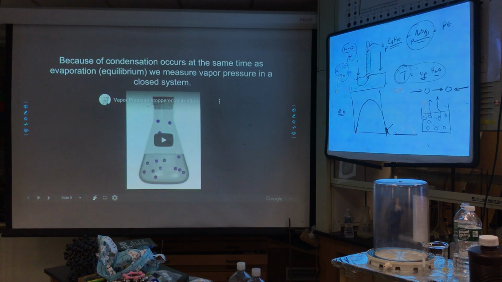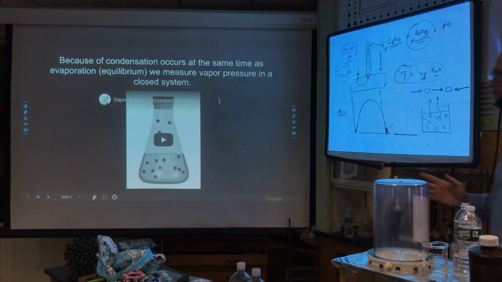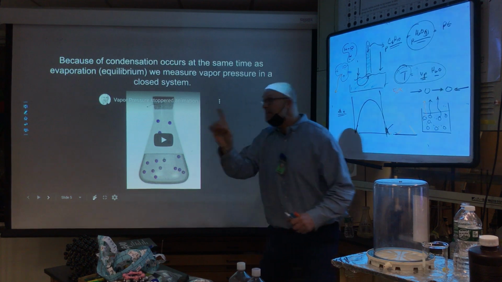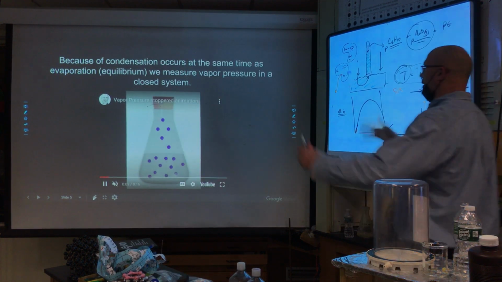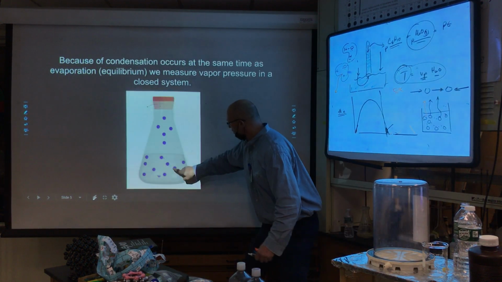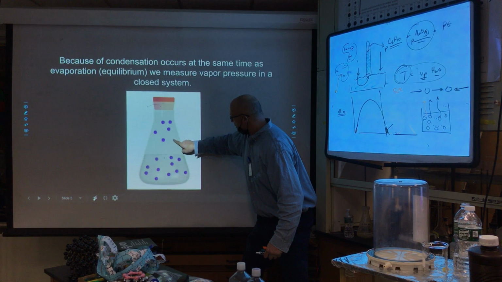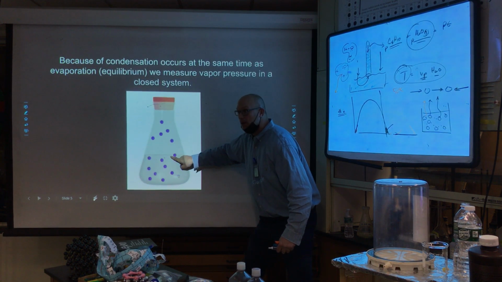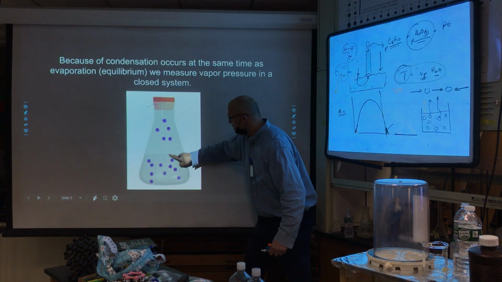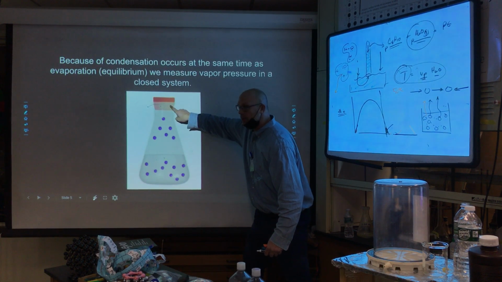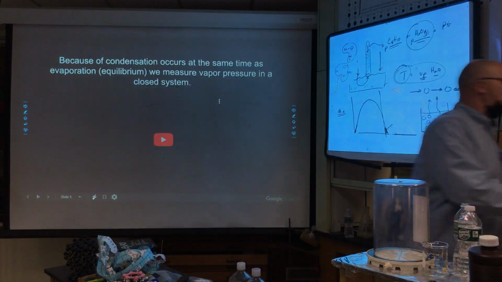Now, when we measure vapor pressure, this is very important, we measure it in equilibrium. We talked about condensation. So here is evaporation, but some are going to condense. Evaporation and condensation occur at the same time in a closed system. That's how they measure.